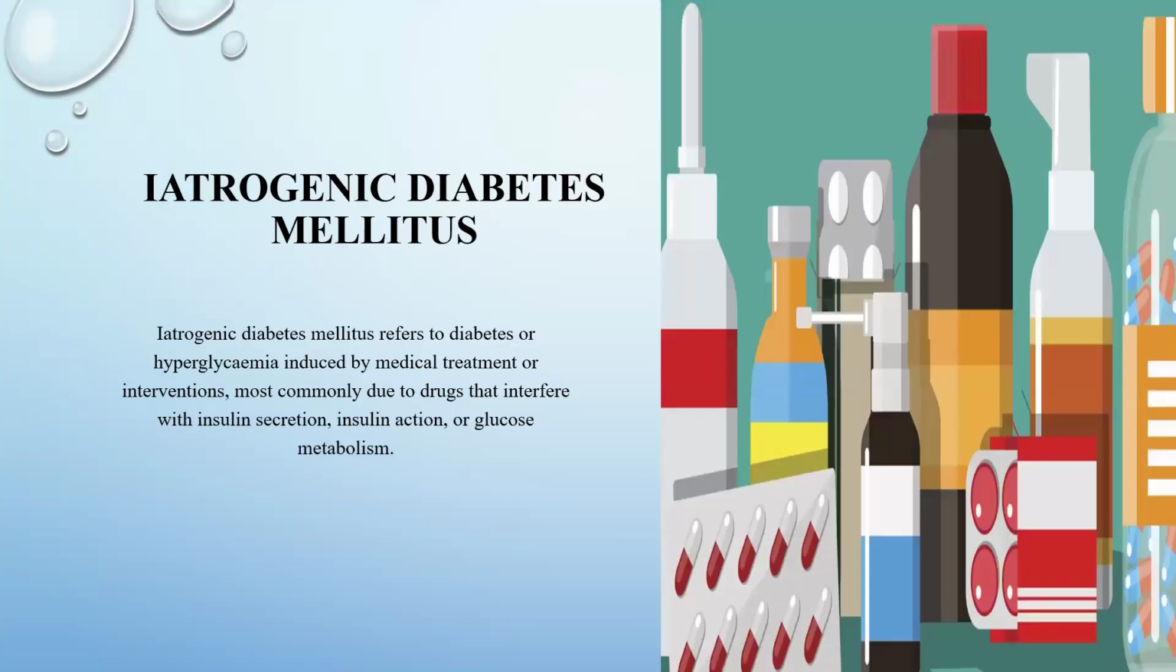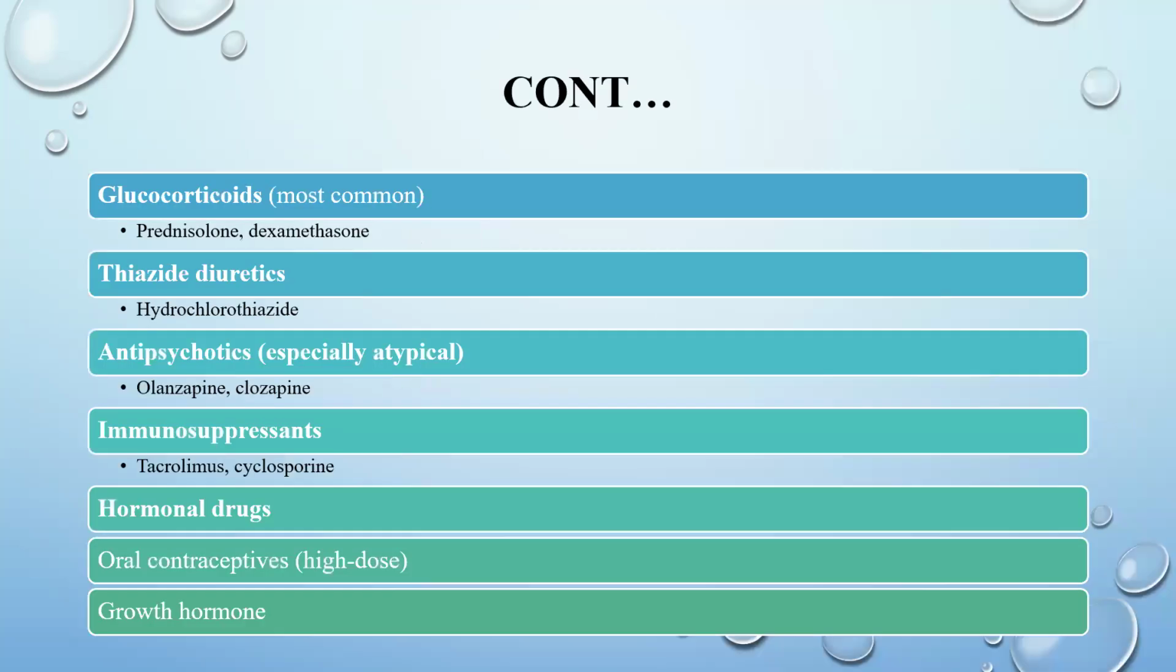The next type is iatrogenic diabetes mellitus. Iatrogenic diabetes mellitus refers to diabetes or hyperglycemia which is induced by medical treatment or intervention, most commonly due to drugs that interfere with insulin secretion, insulin action, or glucose metabolism.